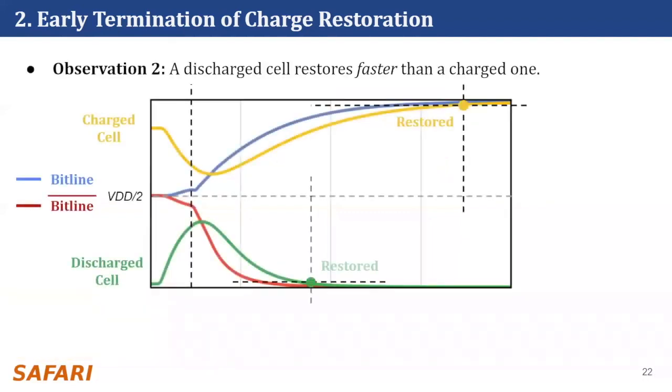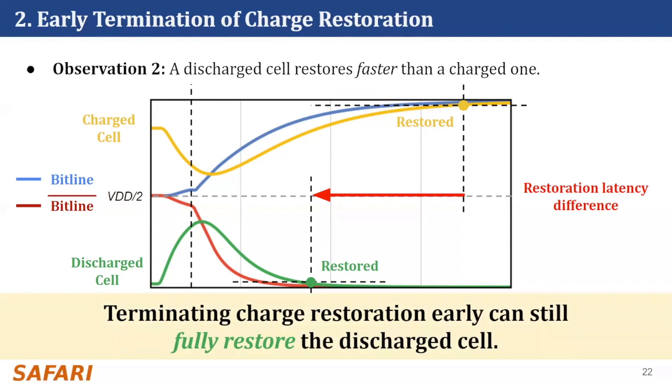Second, a discharged cell restores much faster than a charged one. This is because the restoration current of a charging cell is limited more than that of a discharging cell. In other words, if we terminate the charge restoration process of a logical cell earlier, we can still have the discharged cell fully restored. Leveraging these two observations, we reduce tRES by terminating the charge restoration process early. Our SPICE simulation shows that tRES could be significantly reduced with only a marginal negative impact on tRCD due to the reduced charge level in the cell prior to the activation.